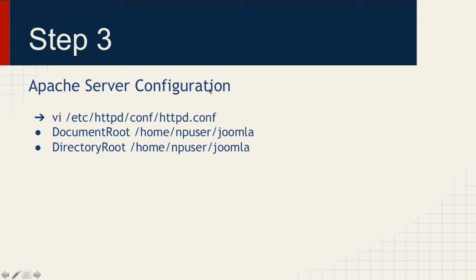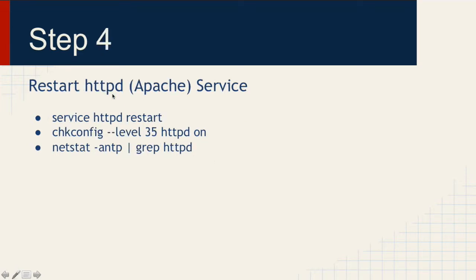And we configure the Apache server configuration by going into /etc/httpd/conf/httpd.conf. So we change the document root to /home/npuser/Joomla and we change the directory root to /home/npuser/Joomla. And we start the httpd Apache server. So we start the httpd and chkconfig --level 35 httpd on.